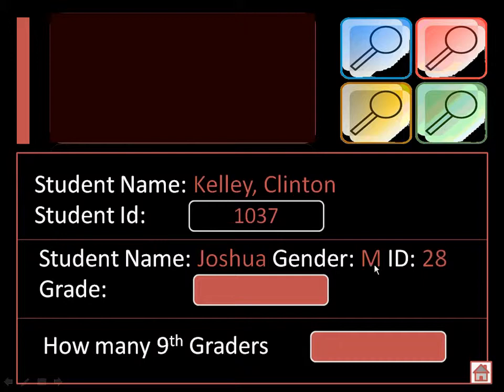I could search by male, right? We could search by gender, but it's going to pull up a lot of kids, and we're going to have to go through looking for the right Joshua, and we don't know the last name. So the best way to search is the ID. And the grade level is 9th. And again, that's next to the name once you type in the ID and you search for that.